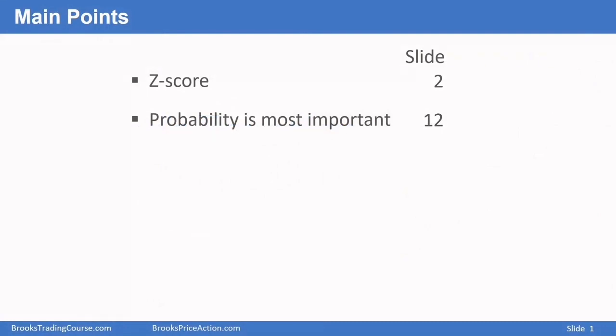I would like to begin by talking a little bit about the Z-score, which is a mathematical way to measure how profitable a strategy is. And then I want to talk a little bit about probability of the 3 variables that a trader needs to understand when structuring a trade: risk, reward, and probability. Probability is the most important.